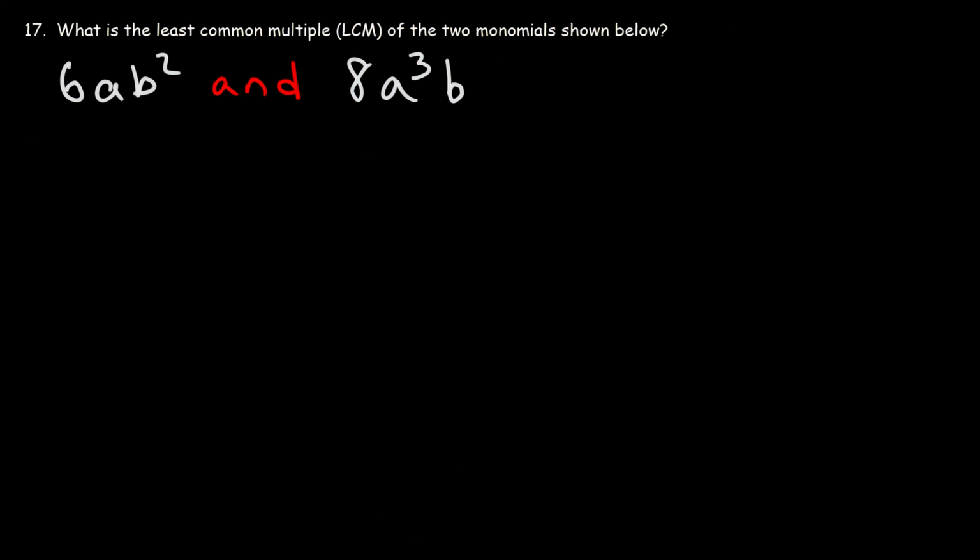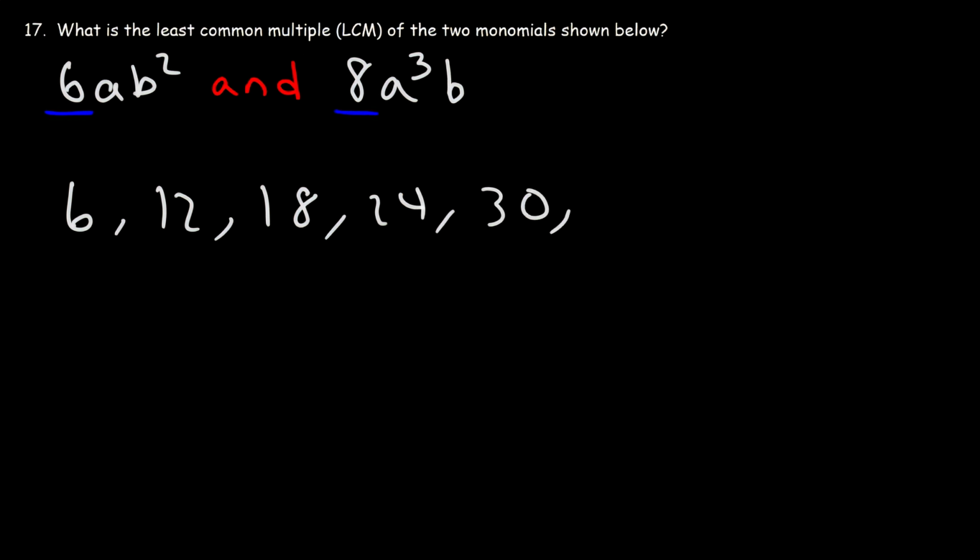17. What is the least common multiple of the two monomials shown below? So how do we find the LCM of the two monomials? First, we need to find the LCM of 6 and 8. So let's write out the multiples of 6. The multiples of 6 are 6, 12, 18, 24, and so forth. Multiples of 8 are 8, 16, 24, 32, and so forth.